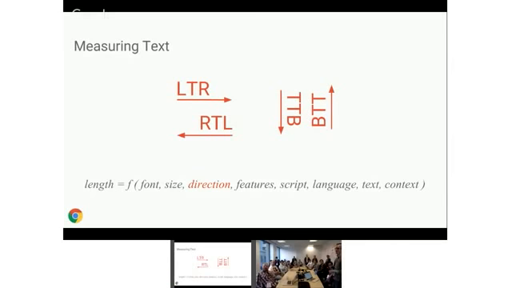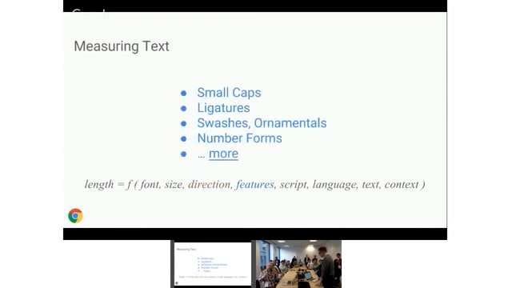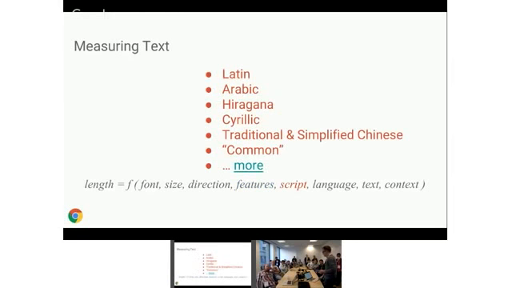Then direction. In the Arabic example at the beginning, or the examples with vertical text, you see there's left to right, right to left, top to bottom, bottom to top, where bottom to top is mainly for the sake of completeness, but not practically used a lot. Features. Features are ways for a font to allow for more stylistic variation: small caps, ligatures, swashes, ornamentals, different ways of displaying numbers depending on their usage. You need to take that into account because the shape can vary when you use these features.